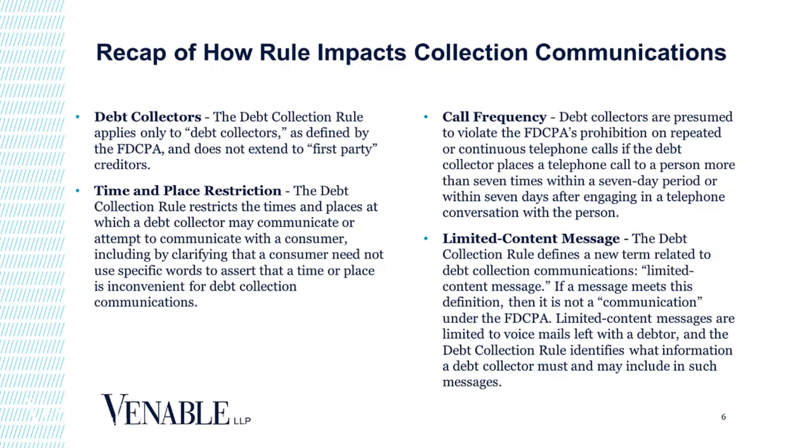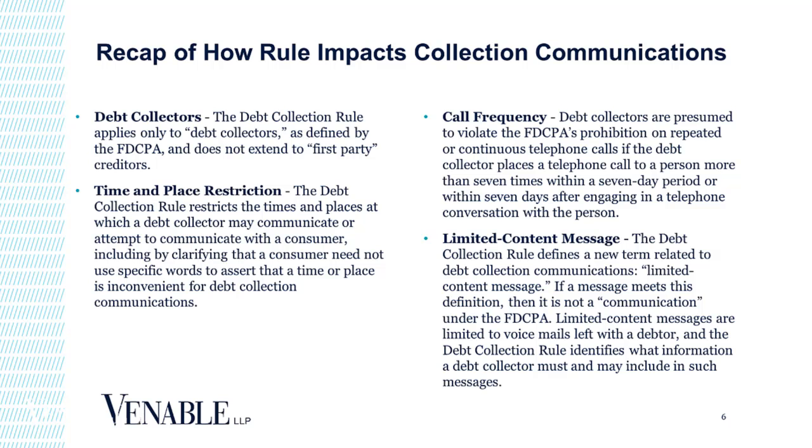The rule notably has put some very specific boundaries on how often you can call someone in order to comply with the FDCPA provision regarding repeatedly engaging someone with intent to harass and abuse them. So the rule says that you are presumed to have violated the statute if you call someone more than 7 times in a 7-day period, or if you contact someone more than once after engaging with them within a 7-day period. So the 777 rule.